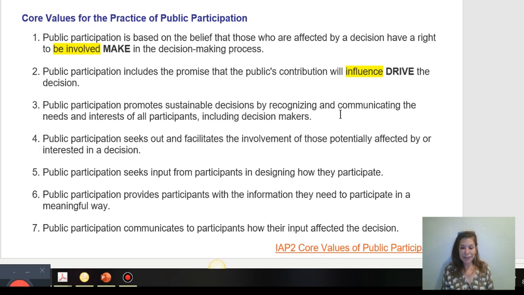They may need a facilitator to walk them through the process of doing the design if they don't have those skills themselves. But ultimately, the facilitator is just that. They're neutral and they help the community and the participants come to their own conclusions about the best way to move forward. Public participation provides participants with information they need to participate in a meaningful way. We haven't actually talked about this, but in any community development, there's going to be a need for change.